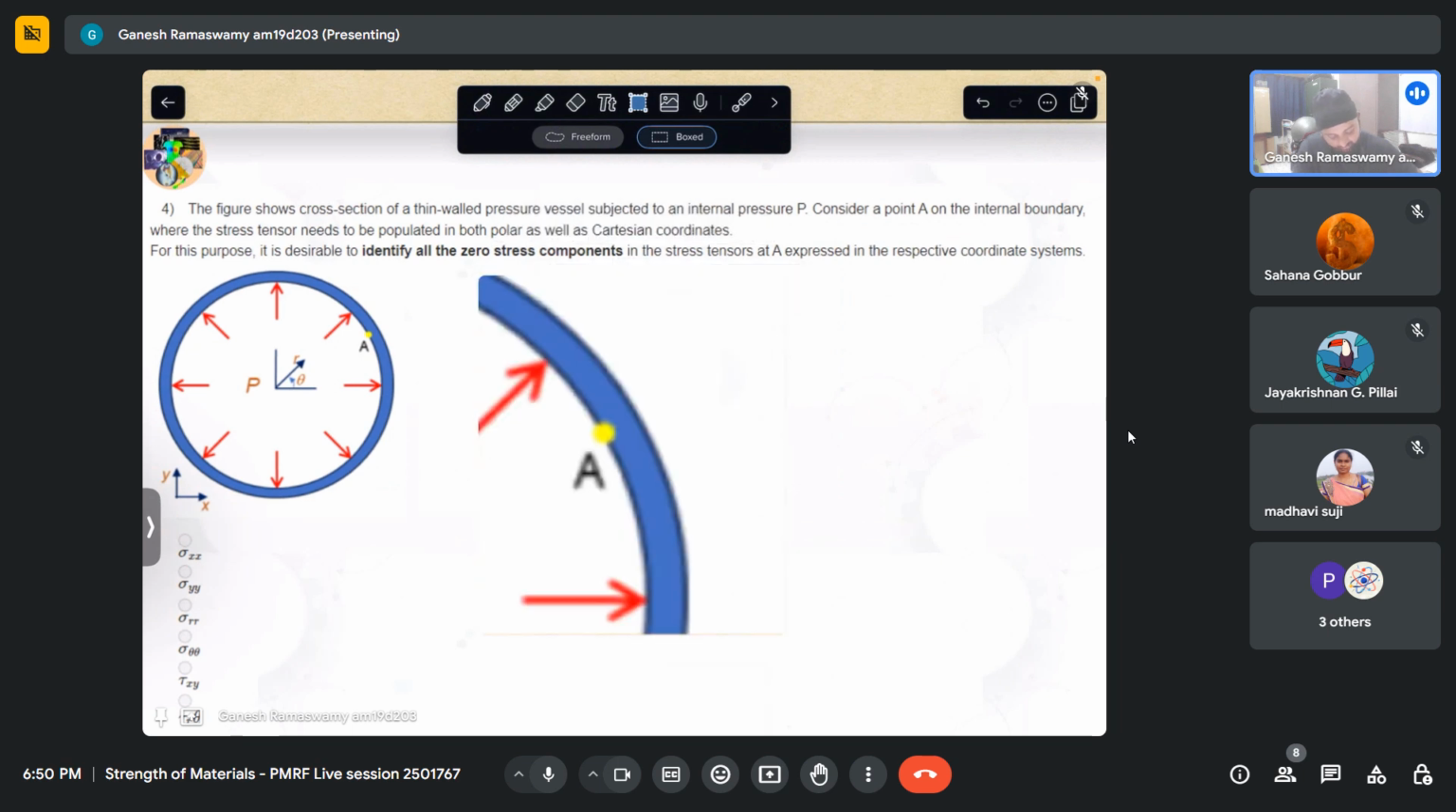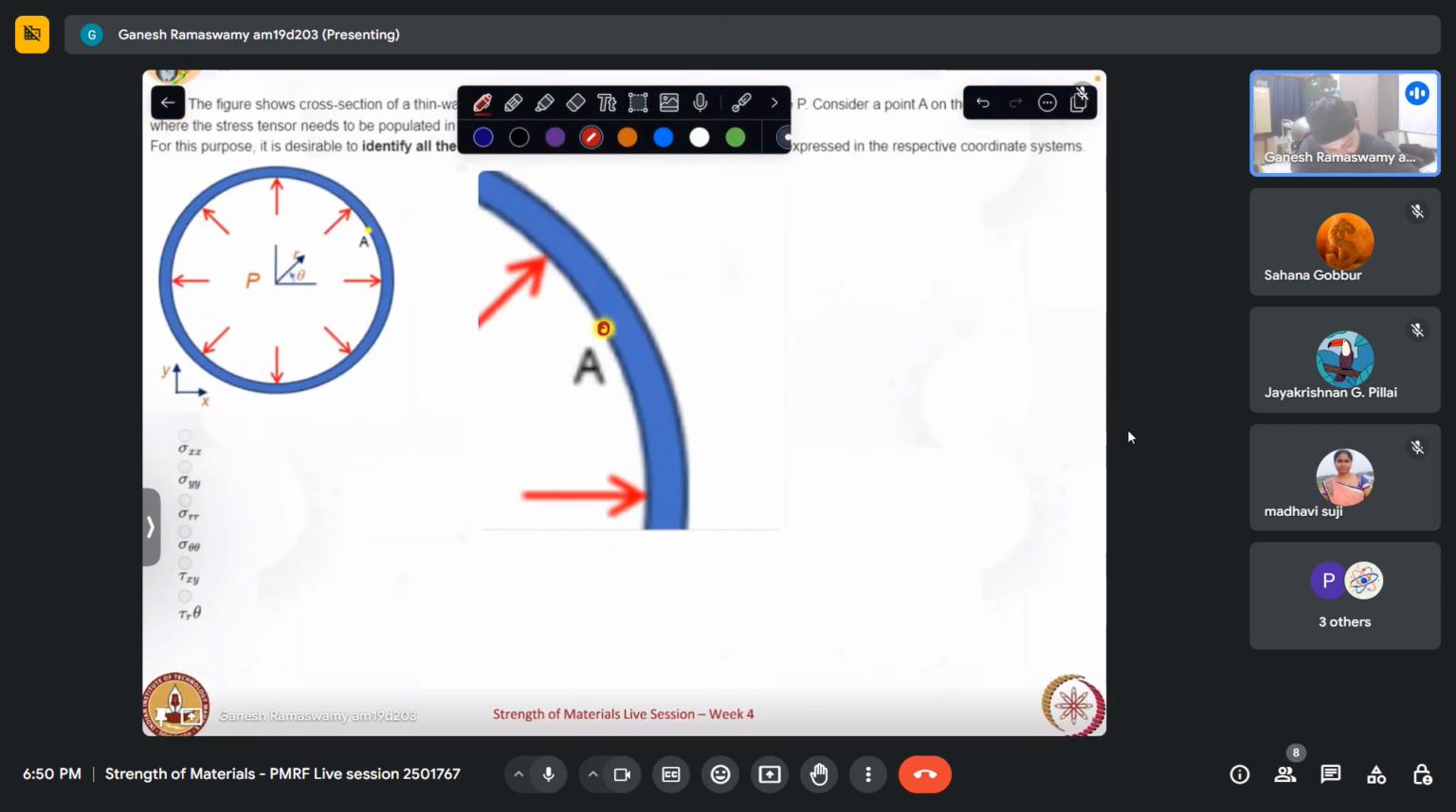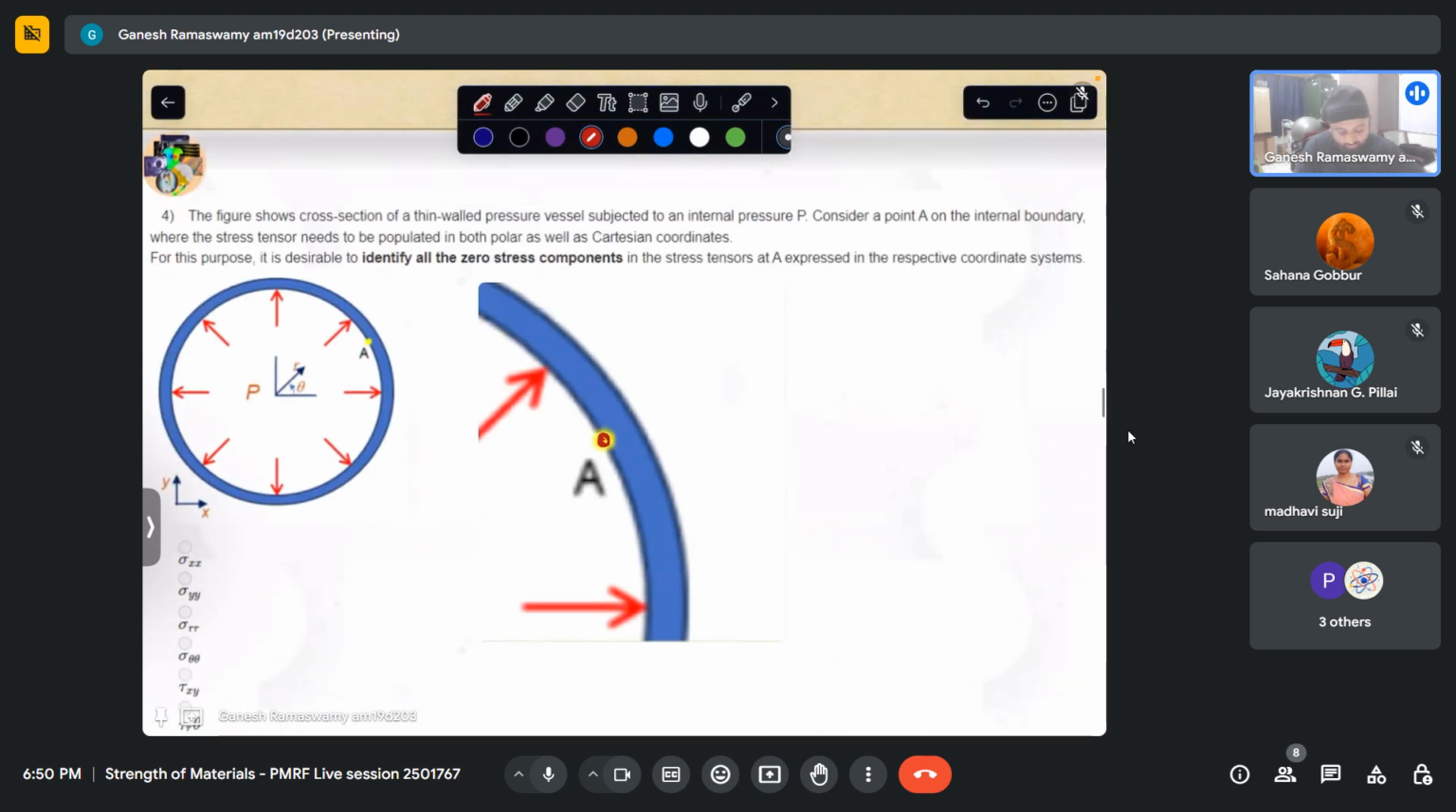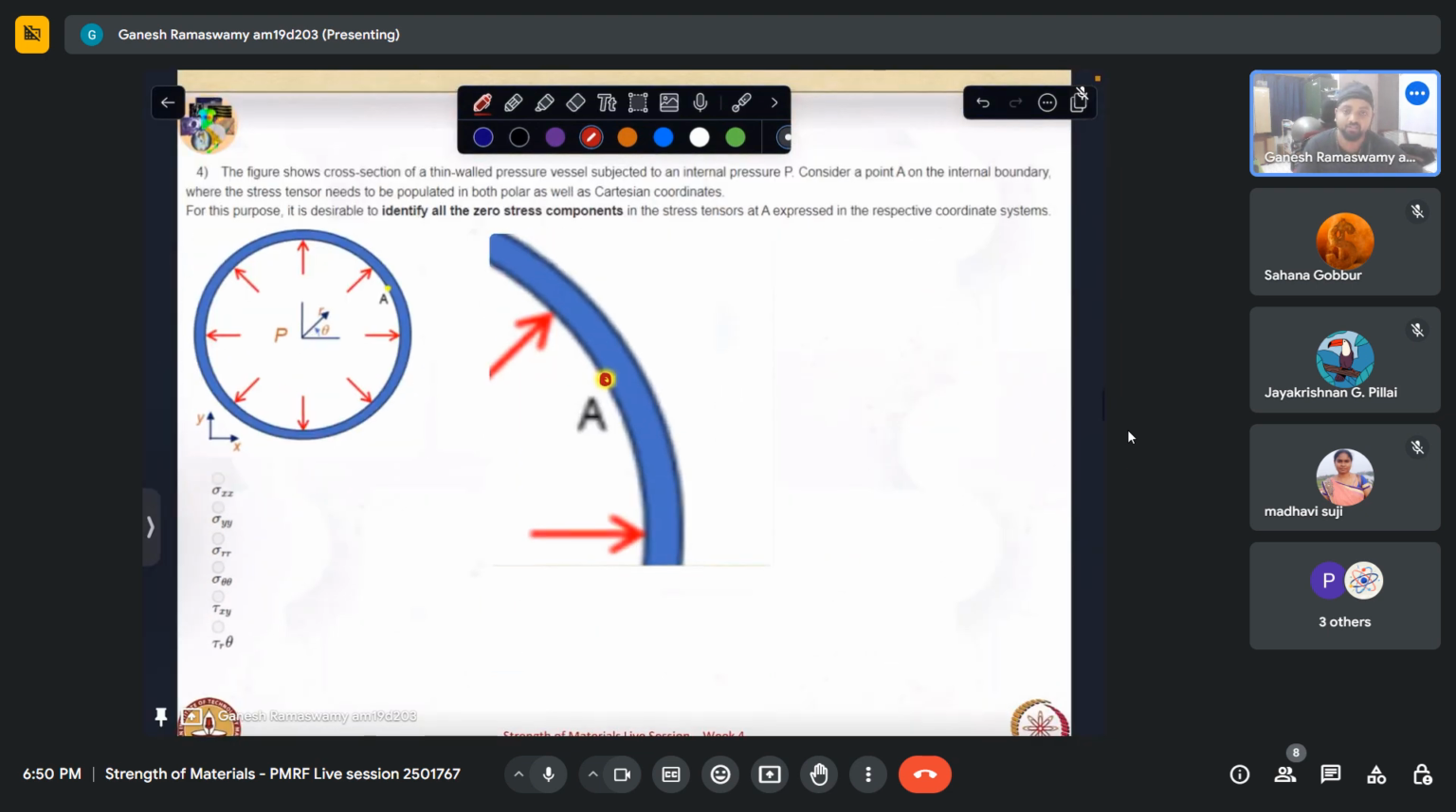All right. So at this point, we have to first express how the stress element will look like, and we have to identify which are the zero components. Now, can we see that this is not a free surface? The inner boundary is definitely not a free surface because we have pressure applied here. So at every point, the pressure is P along the radial direction. So to that end, I hope that is clear.